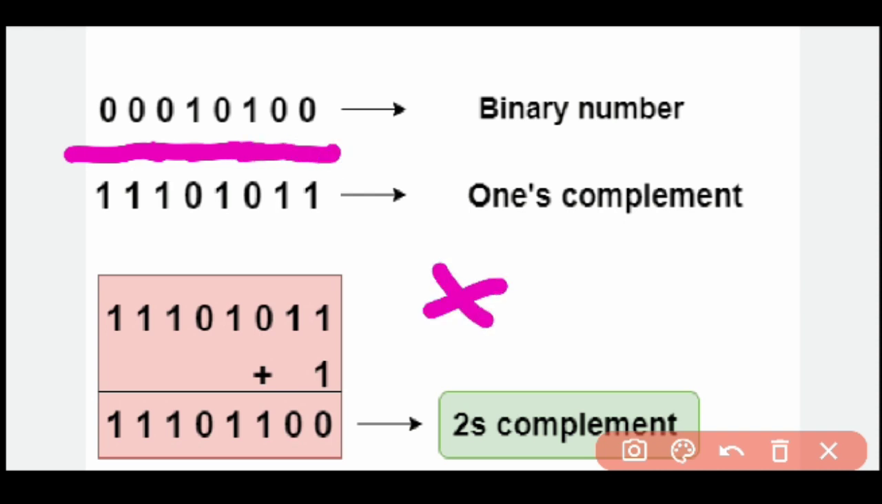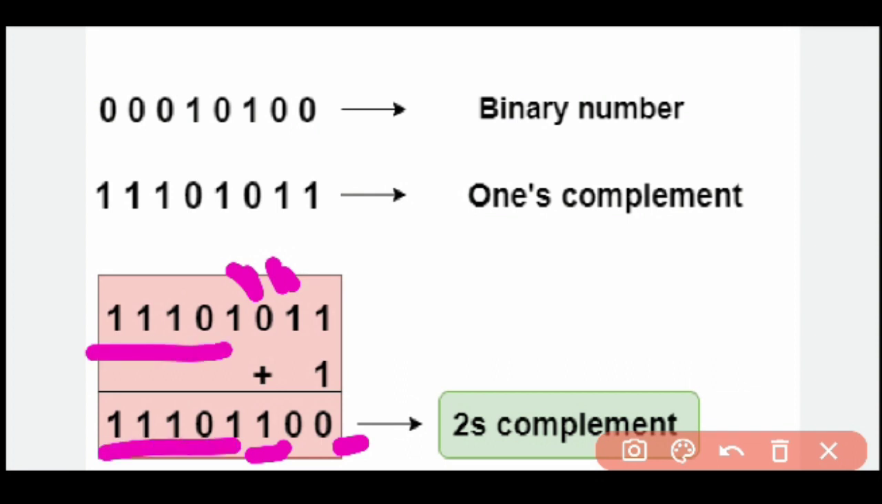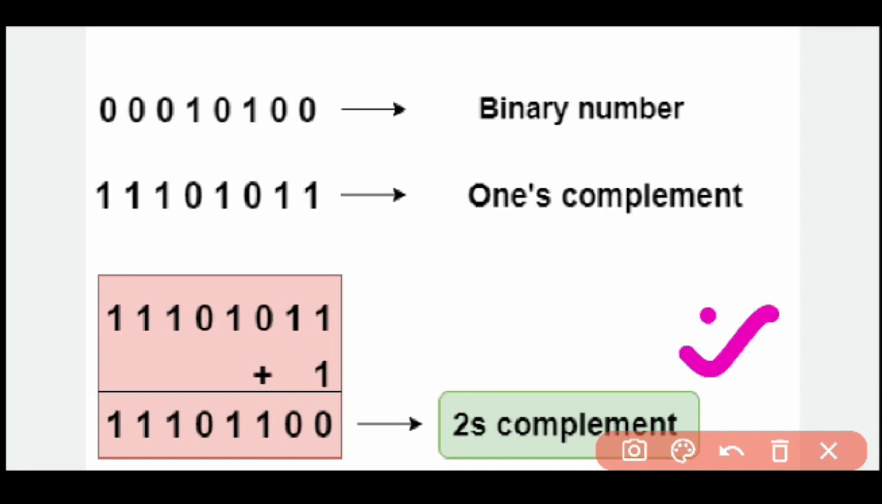Then add 1 to the one's complement and you get the two's complement. Now 1 plus 1 is equal to 0 and carry is 1. Then the carry is 1, and 1 plus 1 is again 0 with carry forwarded. Then 0 plus 1 is equal to 1, and the rest stays the same. You can find the two's complement of any binary number by this method.